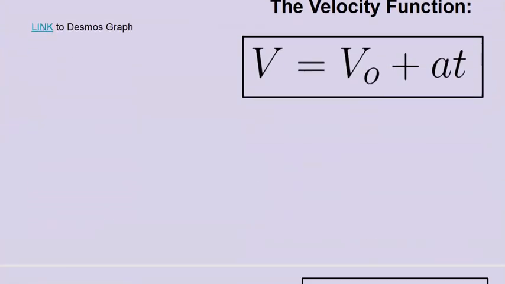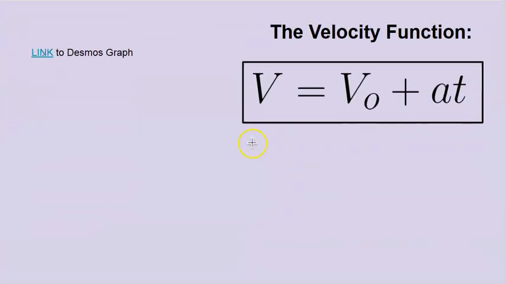All right, so the velocity function, which you will get on the test, is that the velocity, which is a function of time, this is an infinite number of velocities, is equal to your initial velocity plus the acceleration, which is constant, times time, which is the input of your function. So this is a linear relationship, and so let's see what that means.